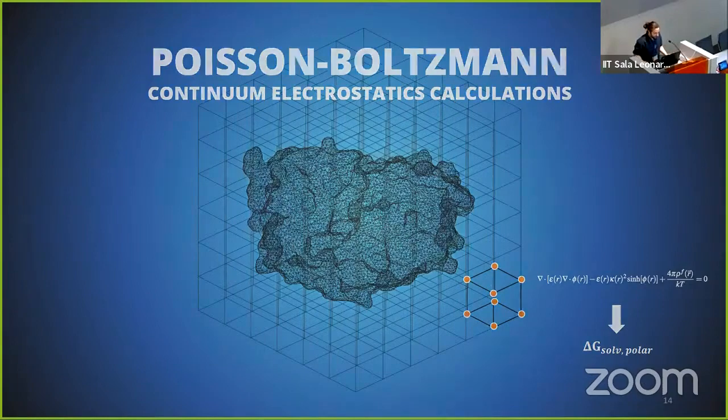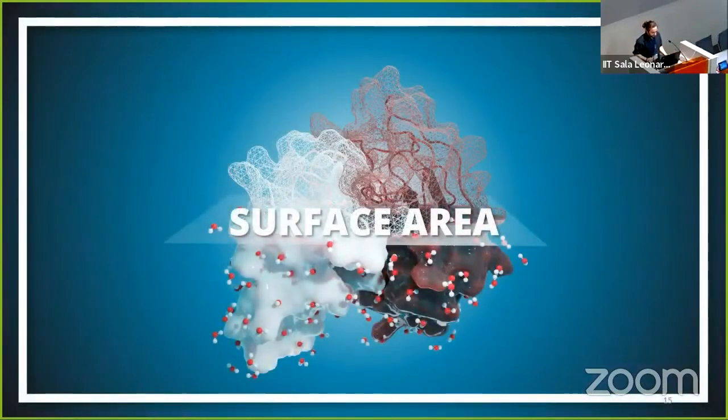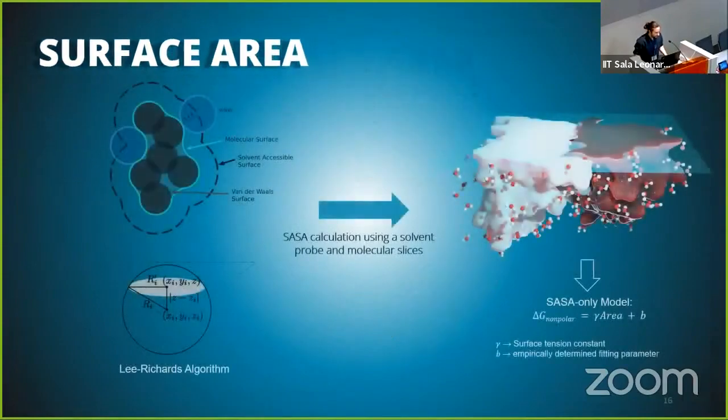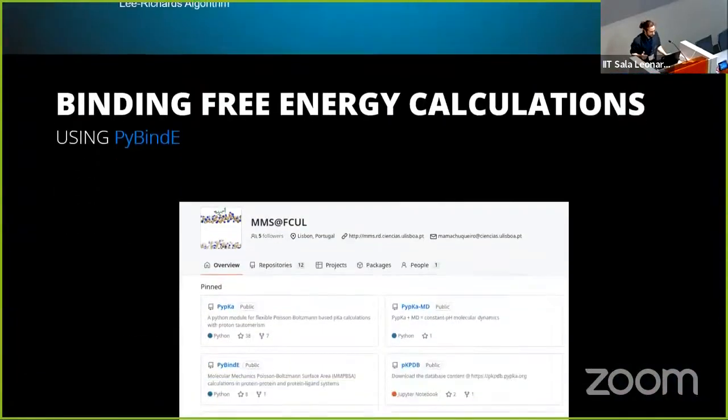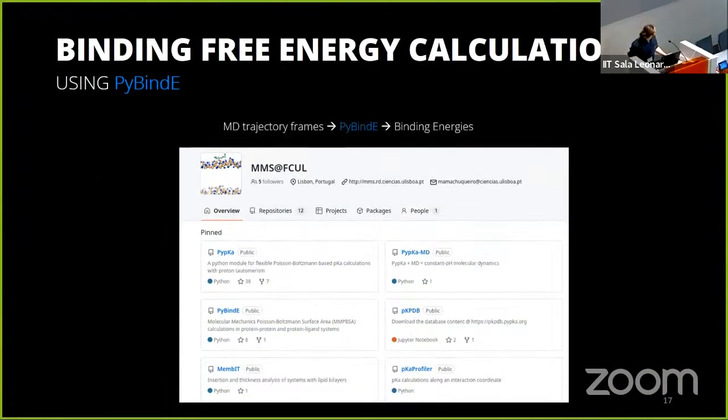Finally, we have surface area. We can use the surface area model where we use a molecular probe, typically water with a radius of 1.4 angstrom, and the Lee-Richards algorithm in this case to calculate the surface area, and use a model where we can input this value and extract directly the delta G non-polar contribution. So this was the outline of our binding free energy MMPBSA implementation, which is called PyBindy.